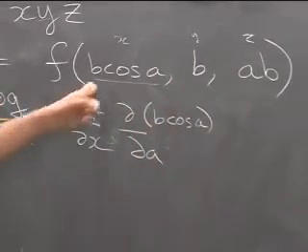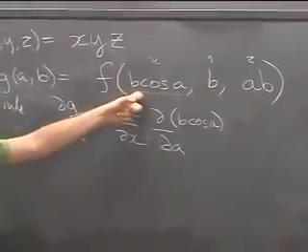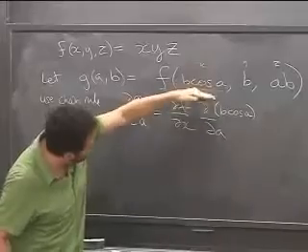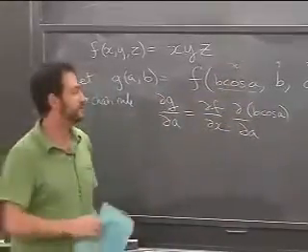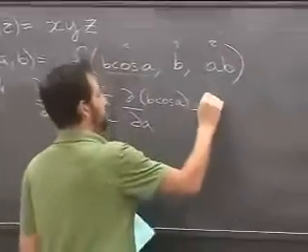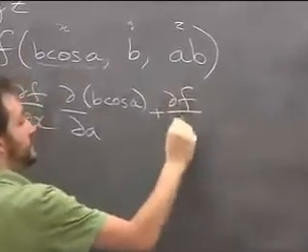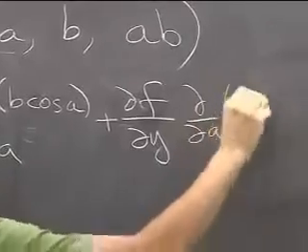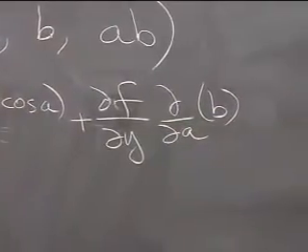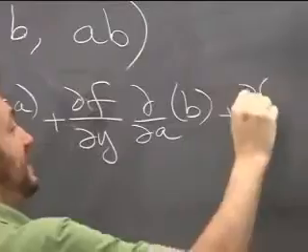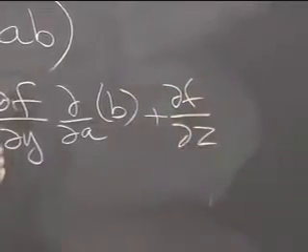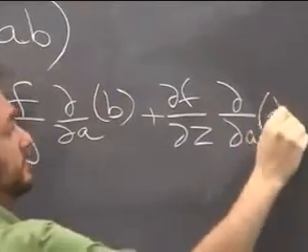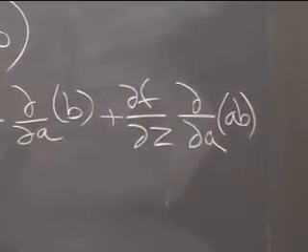So it's the first variable, looking at how changing the first variable times the derivative, how this quantity in the variable changes when you change A. So then we also have to do df/dy times d/dA of just b, because b is in the second variable there, plus df/dz times d/dA of AB. All right, so now we just have some things to work out.